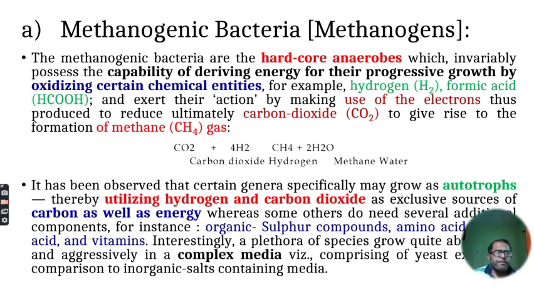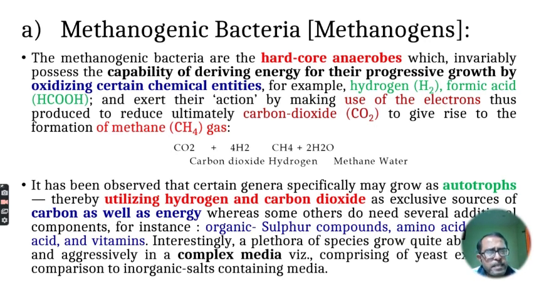First is the methanogenic bacteria. Why is the name methanogenic bacteria given to this bacteria? It is because the end product of the growth of this bacteria is the production of methane gas. This is the end product of growth of these methanogenic bacteria: there is a production of methane gas and water.